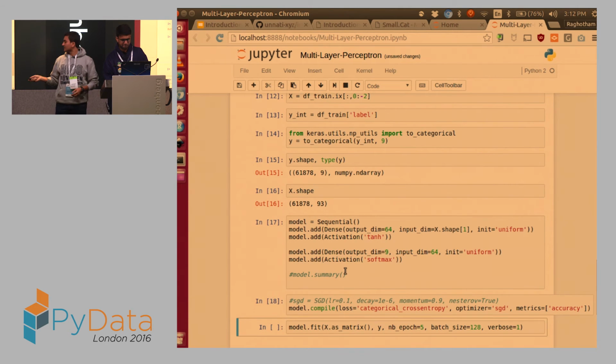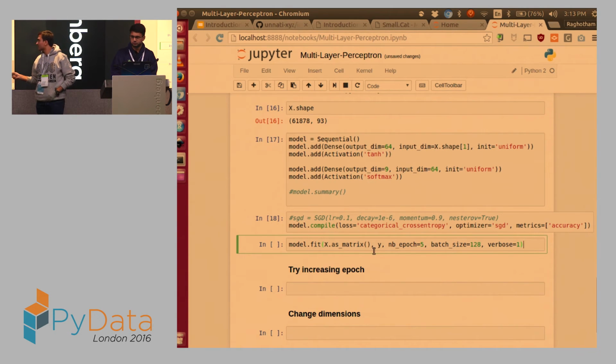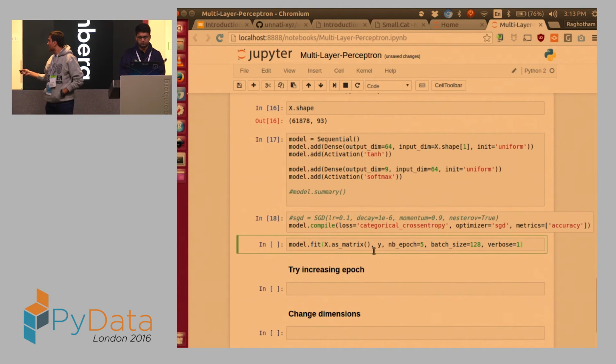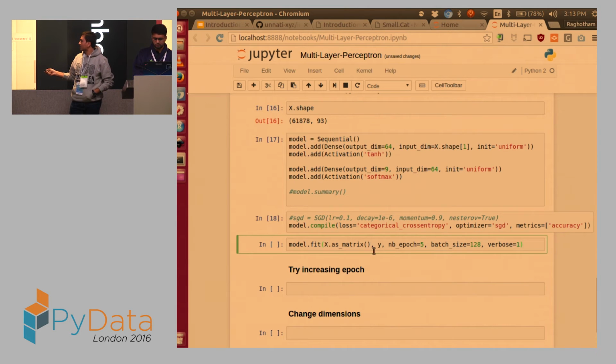And once we have all these things, we compile the model and fit the model with our training data, which is X and Y. And here nb_epoch will tell you how many epochs I should run this for. One epoch is, as I told you, one forward and backward pass. So we do 5 of that. And to do stochastic gradient descent, the batch size is 128. And then we just run it.